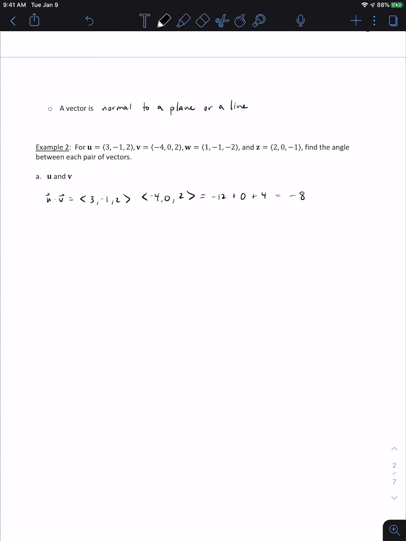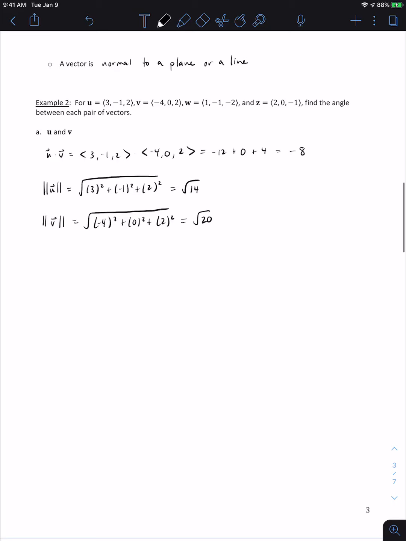So now I need the magnitude of U. The magnitude of U is going to give me, again, every component squared underneath the square root. So here I get 3 squared plus -1 squared plus 2 squared, all underneath the square root. That's 9 plus 1 plus 4, which gives me 14, so I get the square root of 14. And then the magnitude of V, here I will get -4 squared plus 0 squared plus 2 squared. So that's going to give me 16 plus 4, so radical 20.